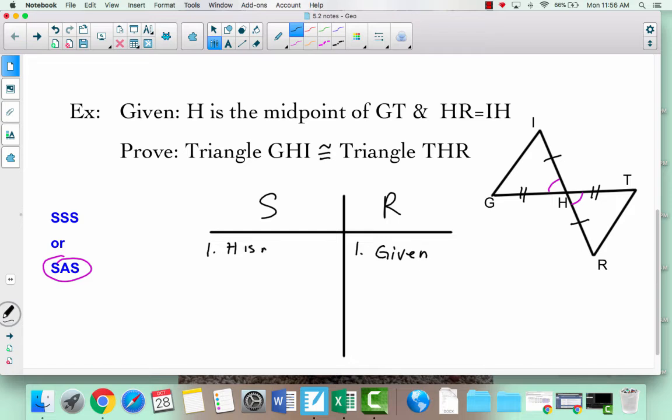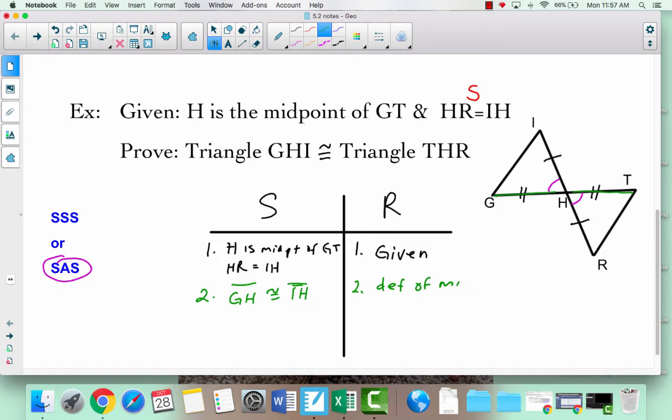It says H is the midpoint of GT, and that HR is equal to IH. So they already told us that HR and IH were the same, so this is one of the two sides we've needed. So we've already talked about one side. In our picture we marked that another pair of sides were equal. We marked GH and HT, so we need to talk about that in step 2. So we'd say that GH is congruent to TH, and the reason is because of the midpoint. So definition of midpoint, that should be familiar from previous sections.